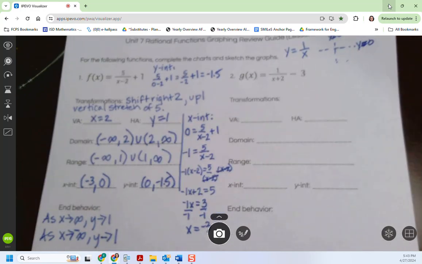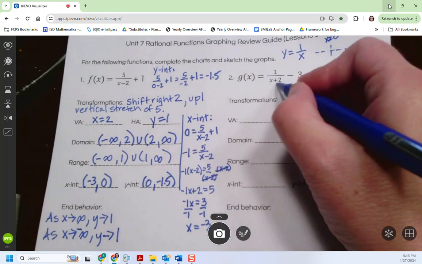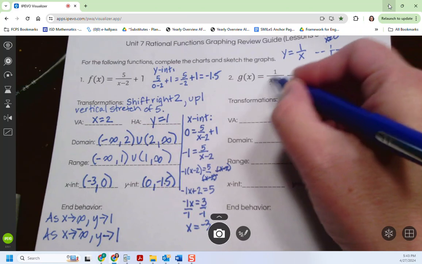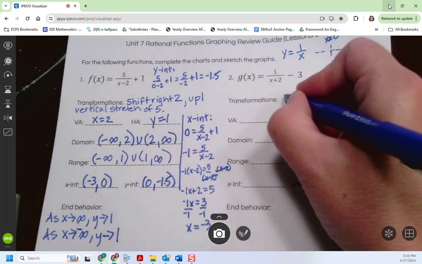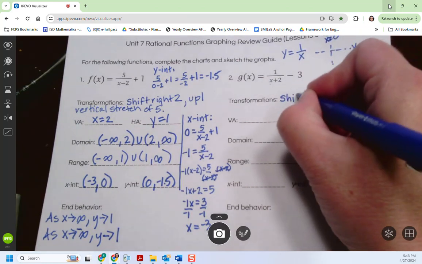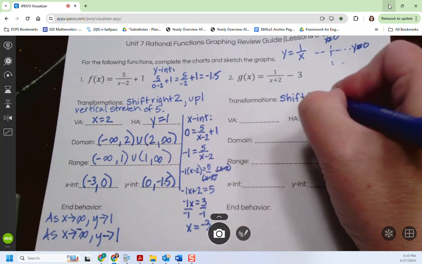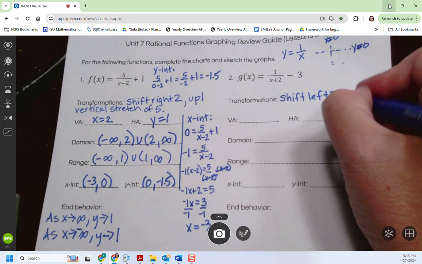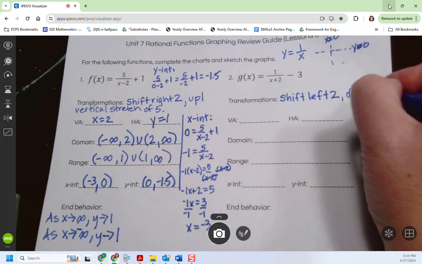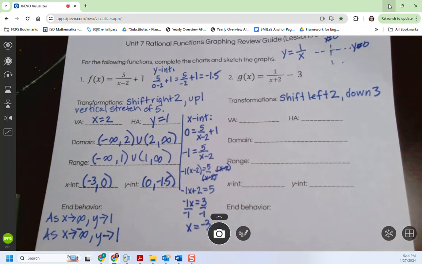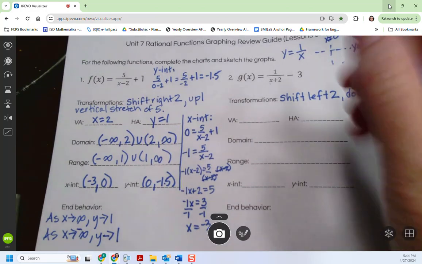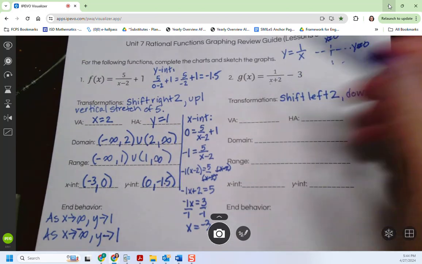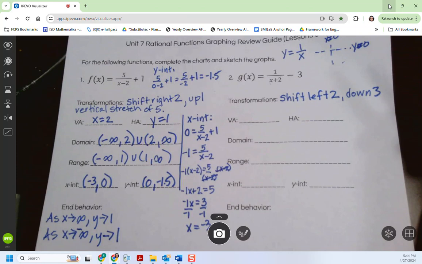All right, so this time we have x plus 2, and since the x's transform inversely, we're going to shift left 2. The minus 3 is going to shift us down 3. And since we just have a 1 on top, multiplying by 1 does not stretch anything, so there's no stretch there. There's also no reflection. If it was negative, it would have reflected.